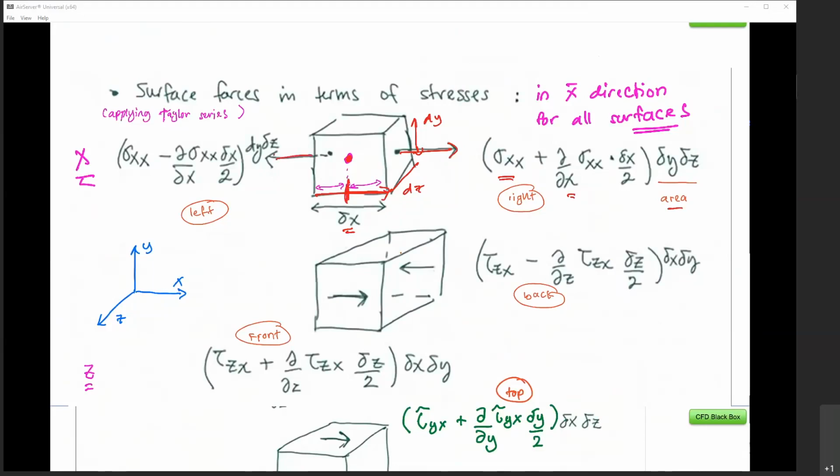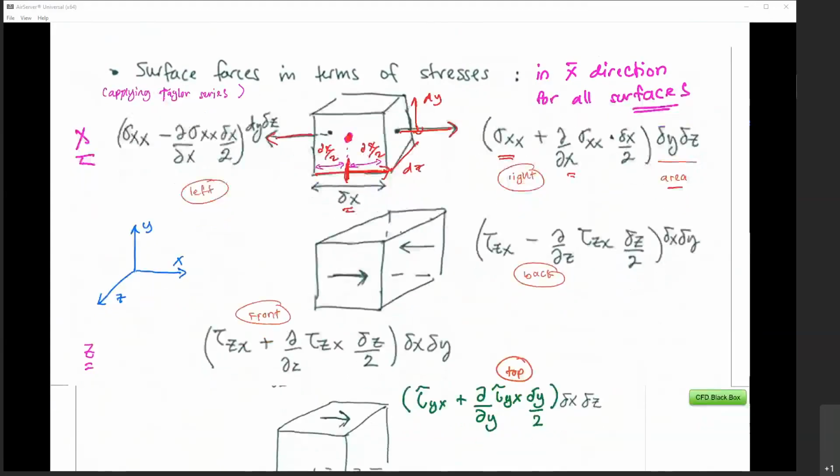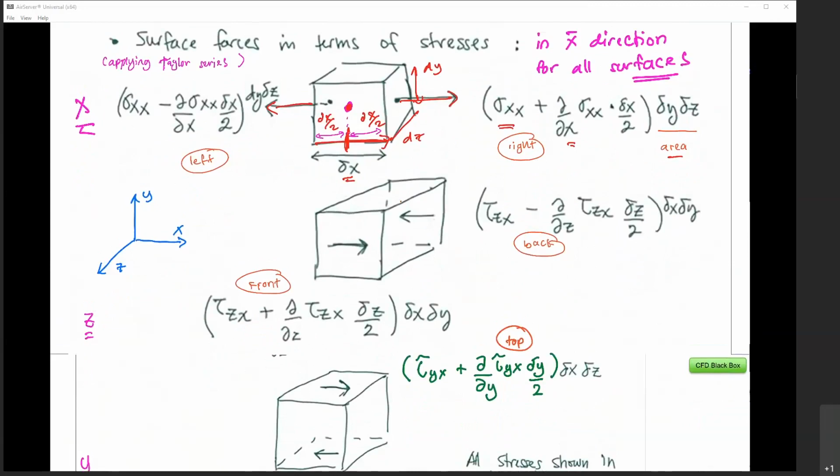And to the left, we have sigma xx minus, because we are moving to the left. Remember the sign notation: d over dx of sigma xx, the stress term, multiplied by dx over 2, and multiplied by dy dz, the area. So that's for the surface in the direction that we have.